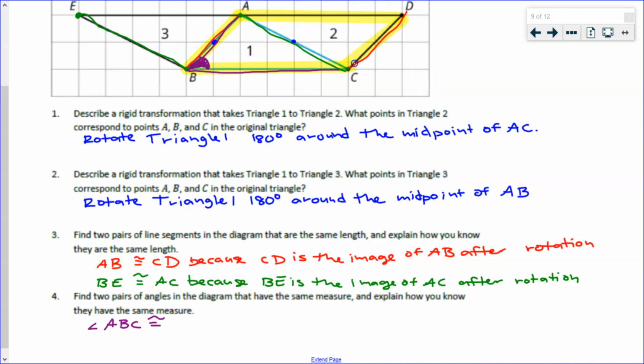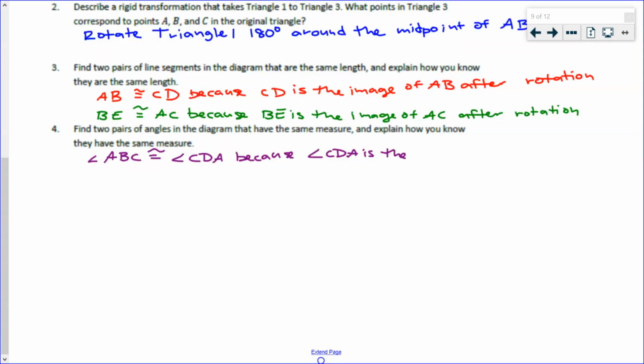Yeah, and you said it in the correct order too. C to D to A. That's the angle that I traced out. So I'm going to just color that in so it makes it easier to look at. C to D to A. Angle C, D, A. And again, we can say the same thing. We know that because angle CDA is the image of angle ABC after rotation.